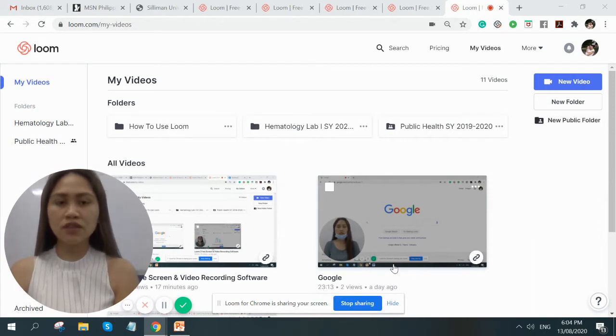So for this activity, your output should be drawings of the mentioned blood cells, and you should use your color pens, your crayons, and some other drawing materials. For that, you should scan your output and submit it online.